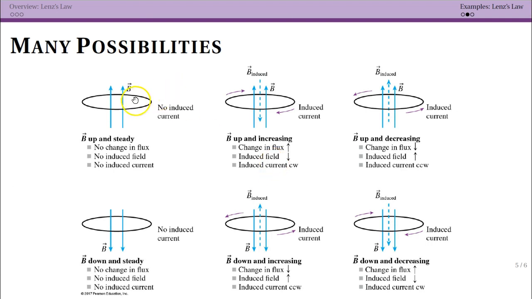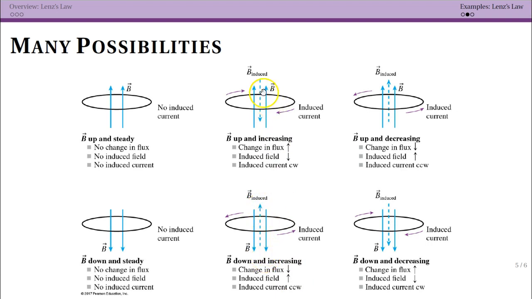But briefly, we can think about the magnetic field being up or down, and then we can think about the magnetic field strength increasing or decreasing. If you have a steady magnetic field, meaning that you don't have a change in magnetic field, then you have no induced current, right? So please, this is a place where students make a lot of mistakes. If you have a steady magnetic field, if your flux is not changing, there's no induced current.